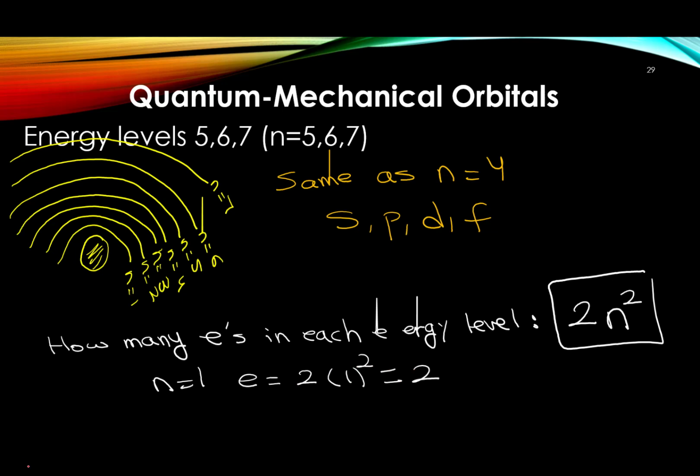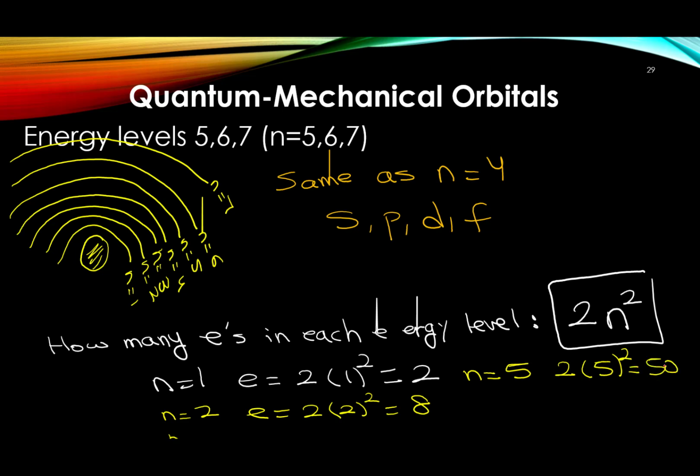Okay, now let me change that. And if n is 2, the electrons are going to be 2 times 2 to the power of 2. 2 to the power of 2 is 4. 4 times 2 is 8. Okay, now let's talk about energy level 5. It is 2 times 5 to the power of 2, which is 50. Just use this formula so that you will know how many electrons are in each energy level.